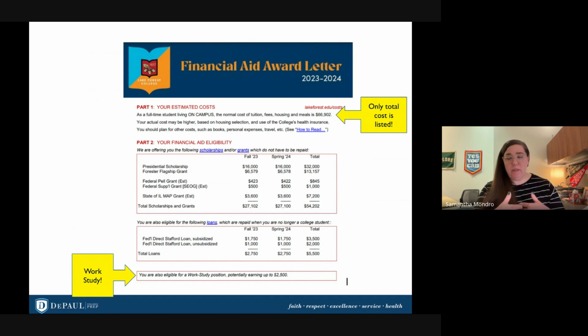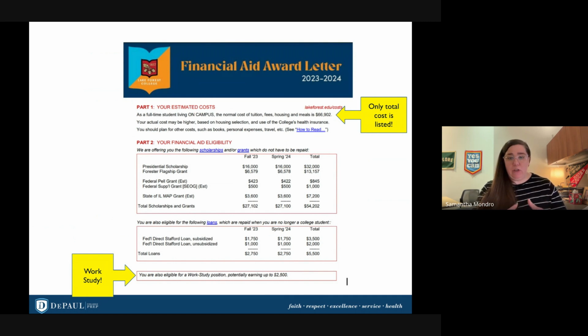Because Lake Forest is so close to us, some students may choose or want to commute there every day. This award letter is not allowing you to see what your options are to live on campus versus commuting to campus by just giving you that lump sum number up at the top. So you would probably have to reach out to the school or look on their website to see what is tuition versus what is room and board. But that's covering all of it.